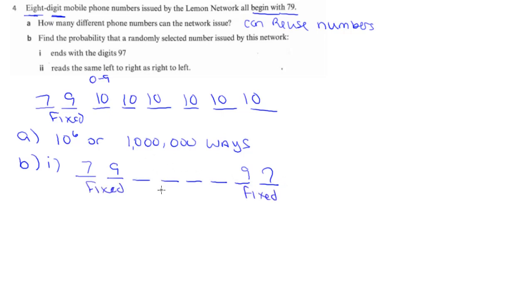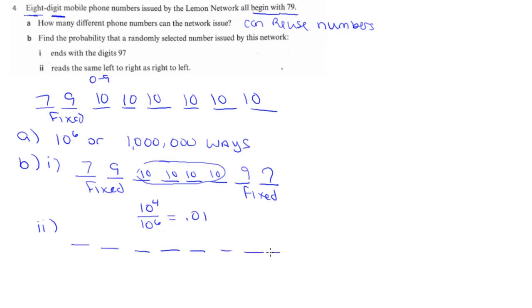All we got to do is figure out these middle numbers. Well, that's 10 times 10 times 10 times 10, or 10 to the 4th. And if we're doing a probability, we're going to do what we're interested in, which in this case is 10 to the 4th, and divide it by 10 to the 6th, and we get a probability of 0.01.